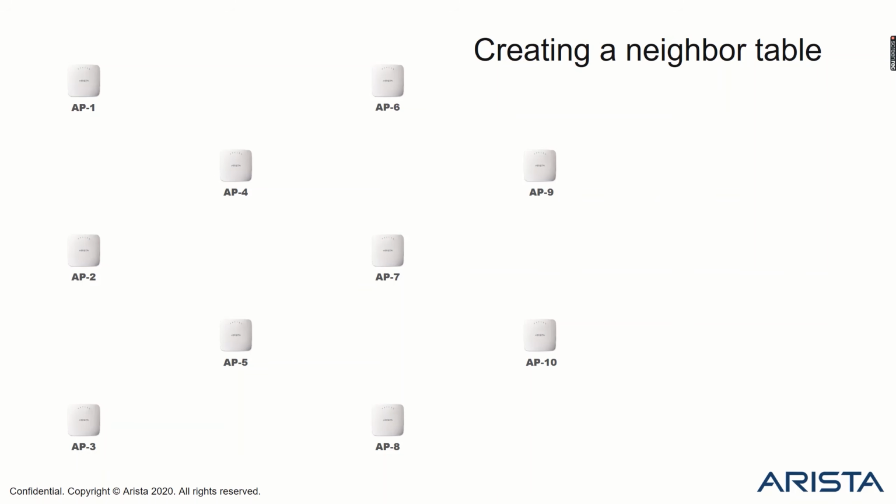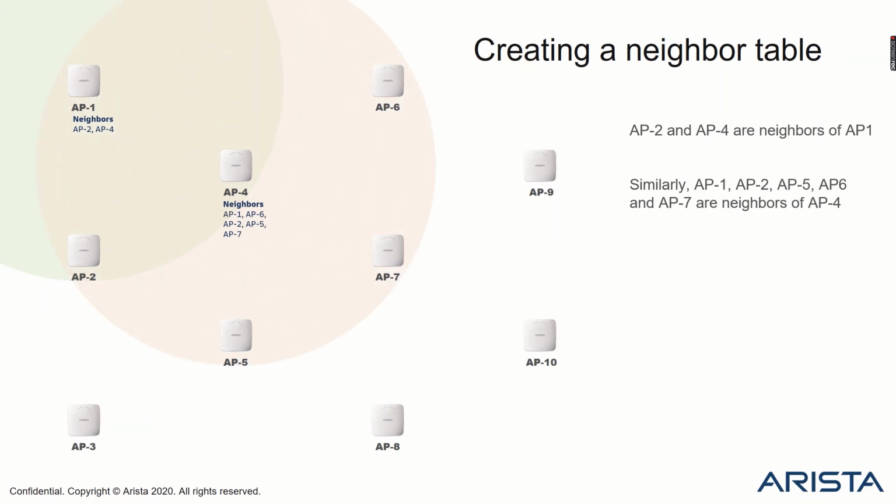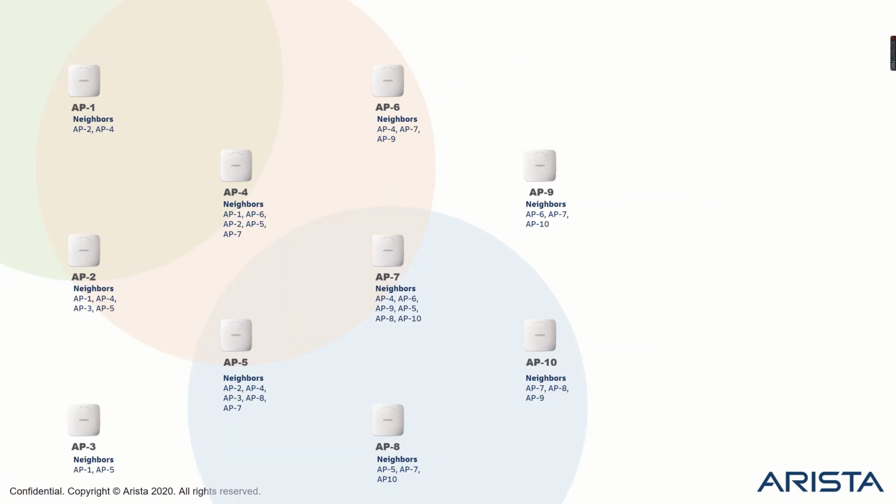Assume you have a deployment like this. The first thing that each AP does when it is deployed is to create a neighbor table. In this example, AP2 and AP4 are neighbors of AP1. Similarly, AP1, 6, 7, 5, and 2 are neighbors of AP4, and AP5, 7, and 10 are neighbors of AP8, and so on. So if you look at each of these APs, they create their own neighbor table. So now each AP knows which AP is its neighbor.